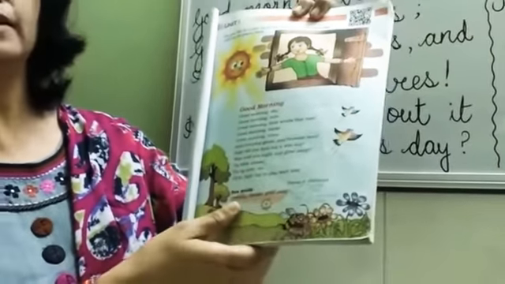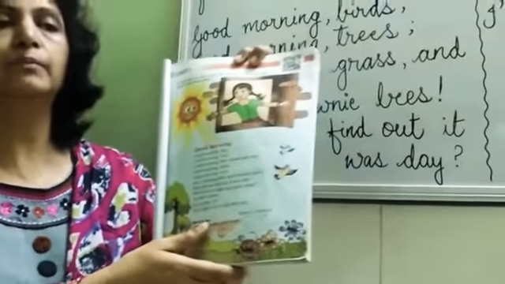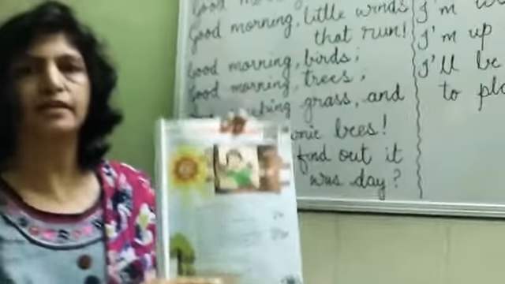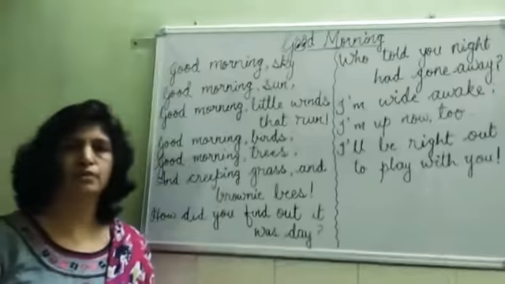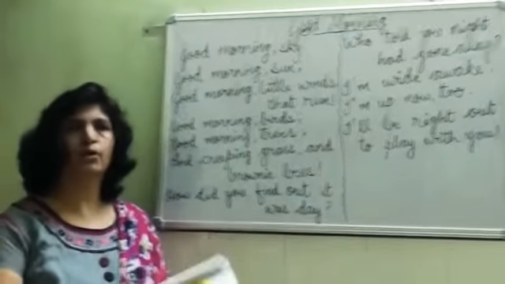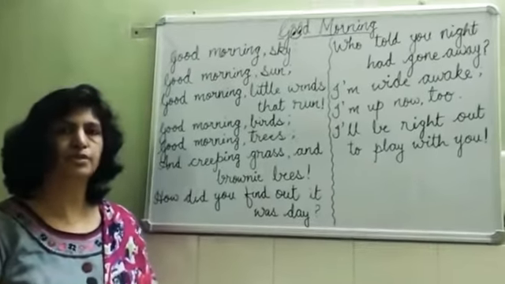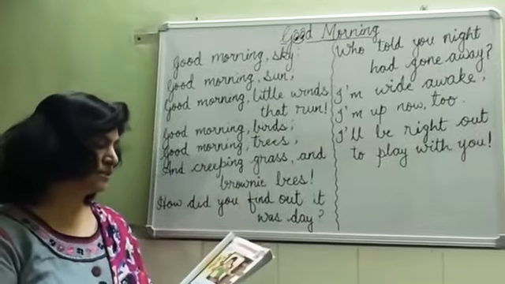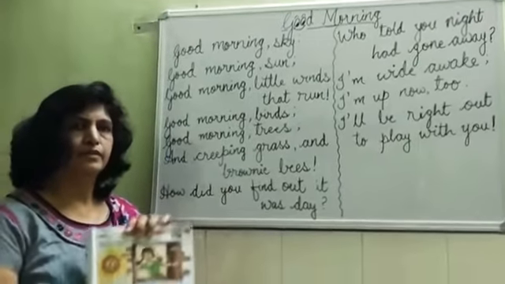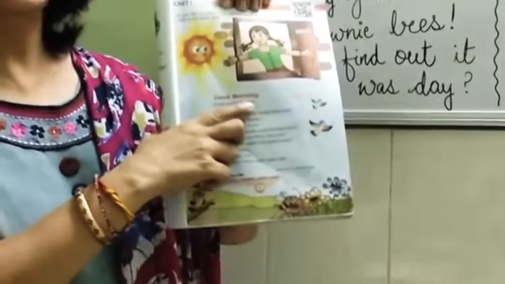So we see many things when we wake up early in the morning and look outside. You can see many things outside, and all these things are called nature, the things around you. These are all nature. And the title of the poem is Good Morning.